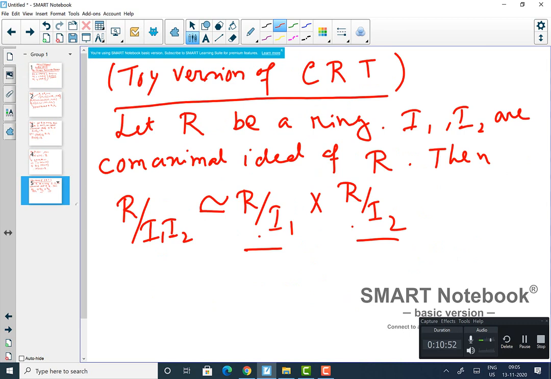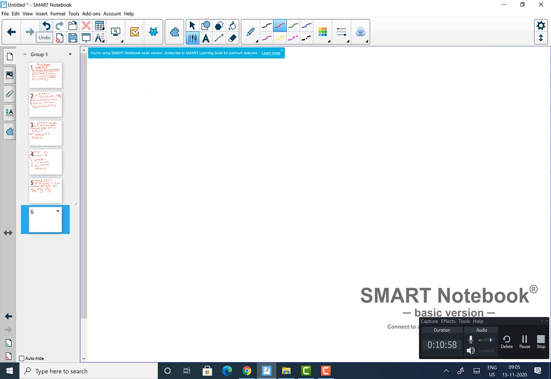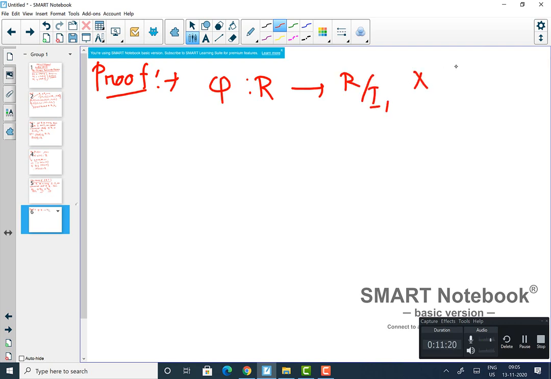Okay. Now, how do you prove this kind of statement? Let me give a proper proof, but then I will tell you the general version. This is true for any finitely many ideals with the pairwise co-maximal property. So, the proof: I will define a map phi from R to R mod I1 direct product R mod I2.